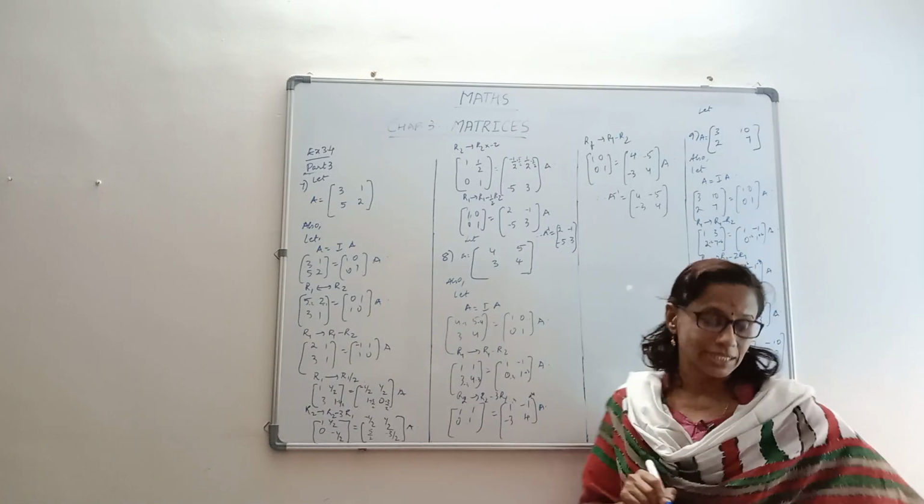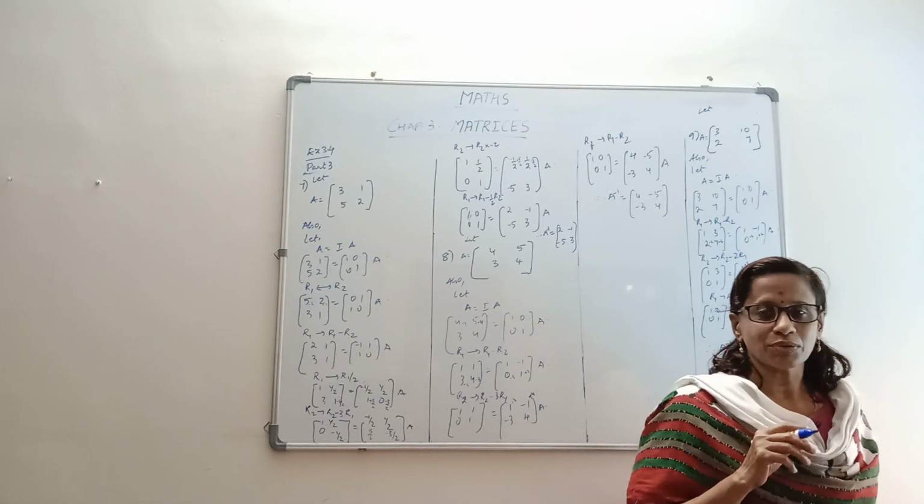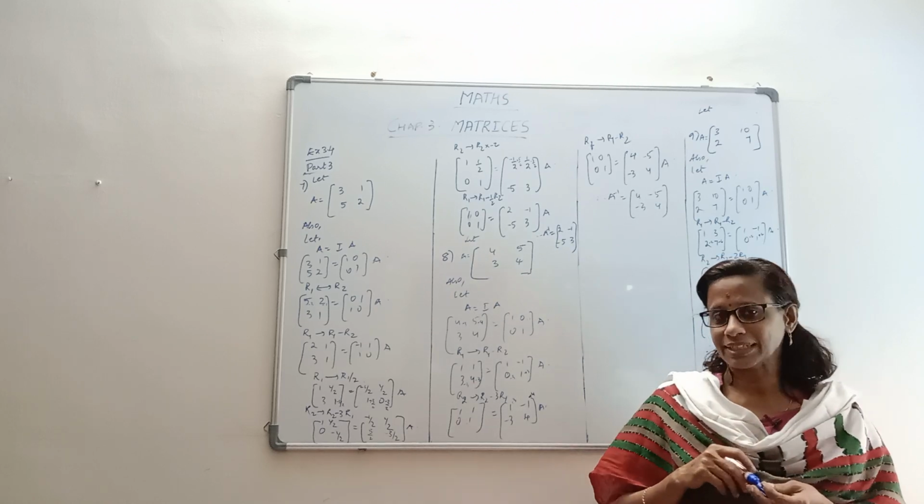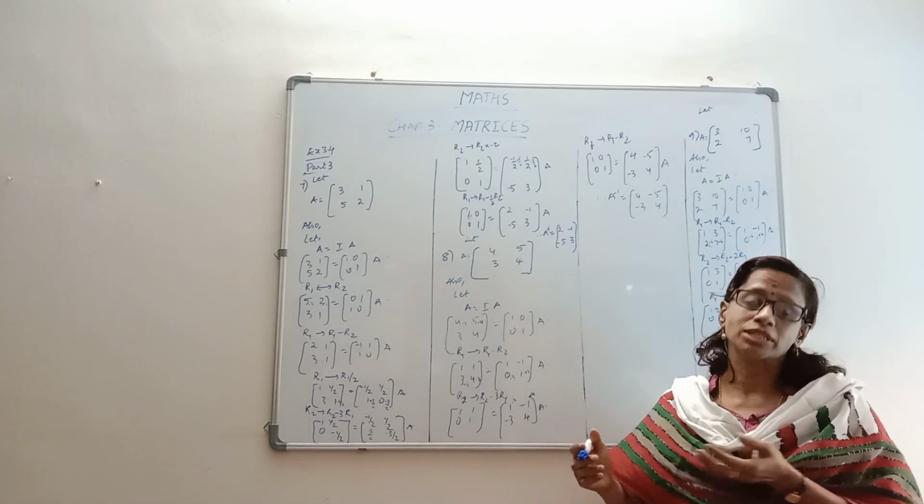So 2 cross 2 becomes easy. Now when we are okay with 2 cross 2, suddenly a 3 cross 3 comes, and that's a little bit of a deal. Follow more steps, that's all.